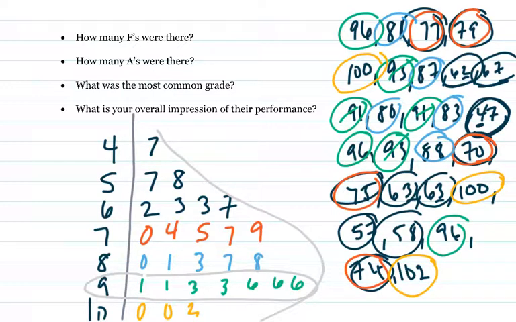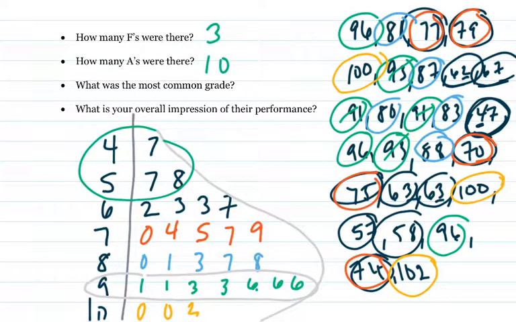So the first question, how many Fs were there? An F is anything less than 60, so that's going to be these right here. So there were 1, 2, 3 Fs. How many A's were there? Well, that's anything that's 90 or higher. So that's 1, 2, 3, 4, 5, 6, 7, 8, 9, 10.